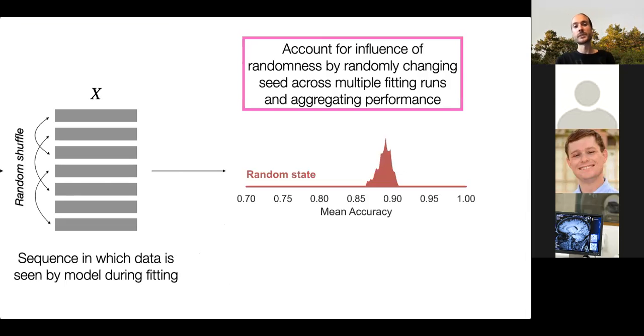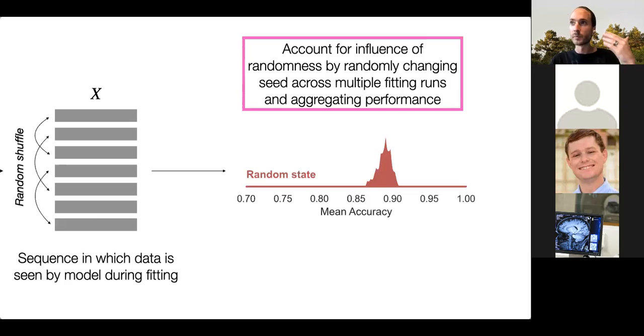But in addition to this more computational reproducibility aspect of randomness, it's also important to be aware of the fact that depending on how you set your seed, your model will obtain different performance in the end. So there might be one seed that performs particularly well in your analysis pipeline, and you get the maximum accuracy, but a different seed would lead to a much lower accuracy.